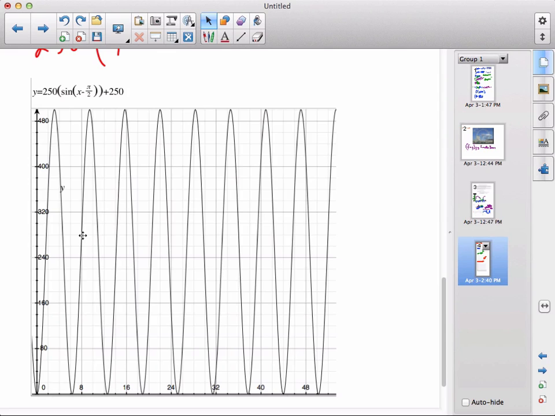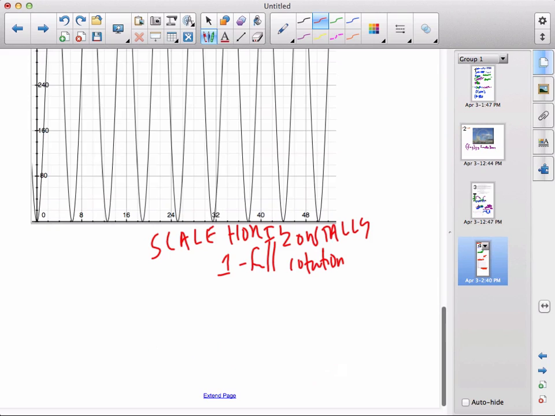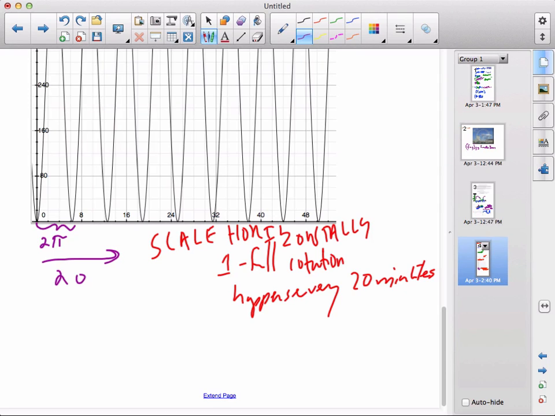Yeah, Sam? Well, we should scale it horizontally so that one full rotation happens every 20 minutes. I love it. Scale horizontally, Sam says, so that one full rotation, or period, happens every 20 minutes, rather than every 2 pi. So right now, our period is just 2 pi. We want it to go from 2 pi to 20.